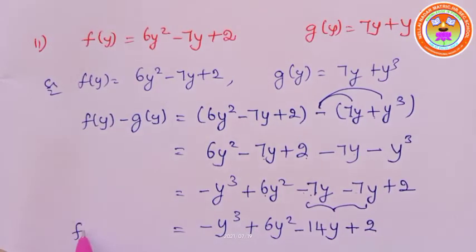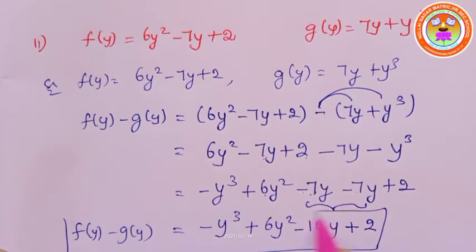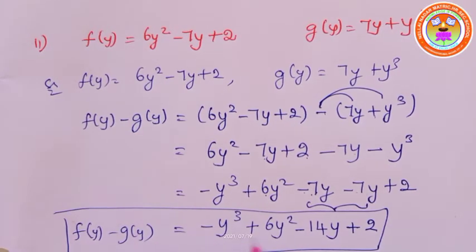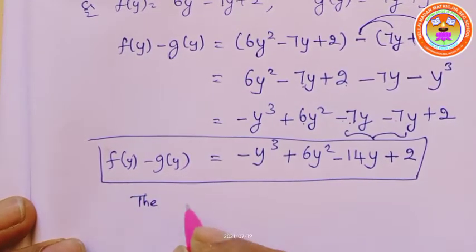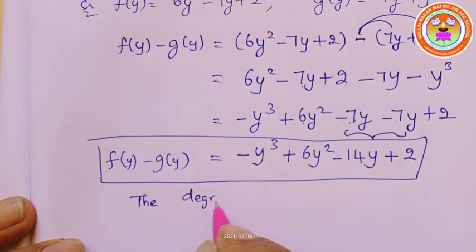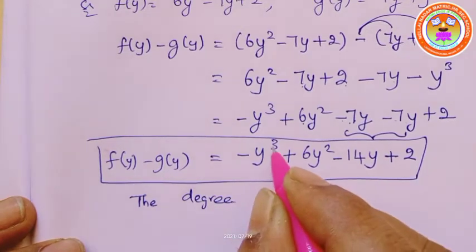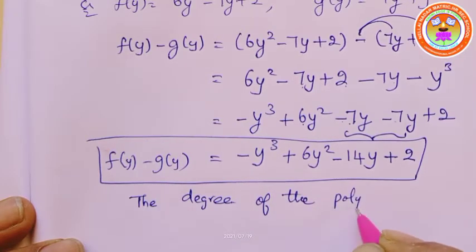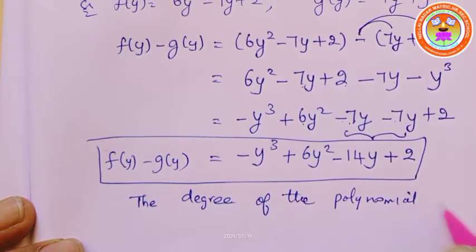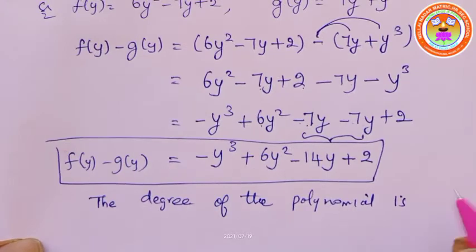It's clear, students? This is f of y minus g of y is equal to minus y cube plus 6y squared minus 14y plus 2. Then you have to find the degree of the polynomial. So the degree of the polynomial is 3. It's clear, students?